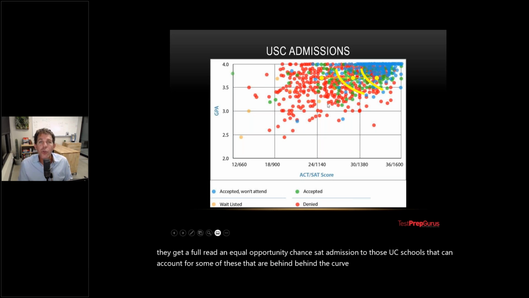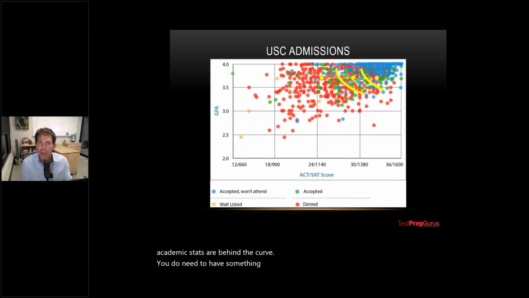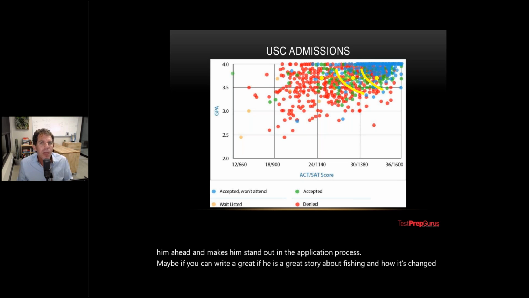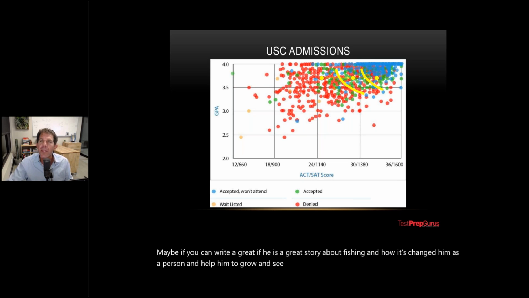I will say though, if your normal academic stats are behind the curve, you do need to have something very compelling in order to pull your application up. I recently, this was 6 months ago, had a parent ask me, their son was really into fishing, and they thought, is fishing going to be the thing that pulls him ahead and makes him stand out in the application process? Maybe if he has a great story about fishing and how it's changed him as a person and helped him to grow and see the world in a different way, he could write an essay about that. But just being into fishing by itself is not really compelling.